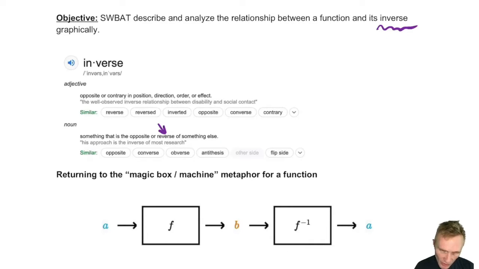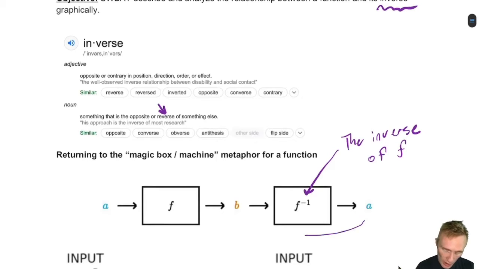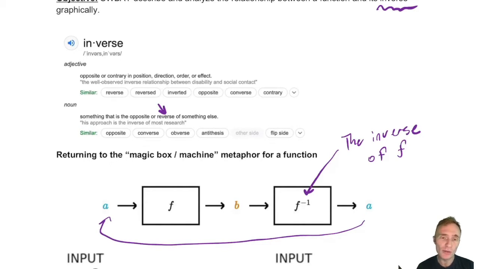What an inverse function is, it is the function that does the exact opposite or undoes what the original function does. This here we would say is the inverse of f. It's the inverse of f because if a b goes inside the inverse function, an a comes out and you're back to where you started. You'd be all the way back here. So it undoes the work that the original f function did.